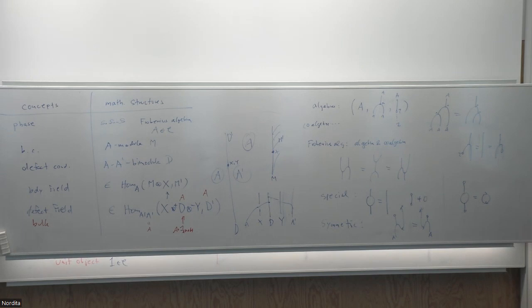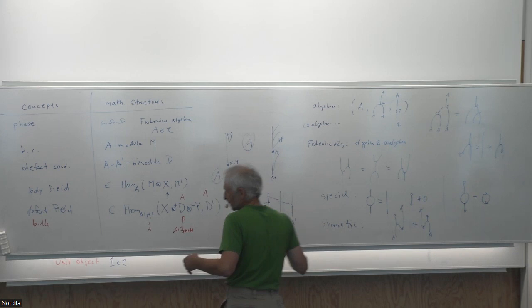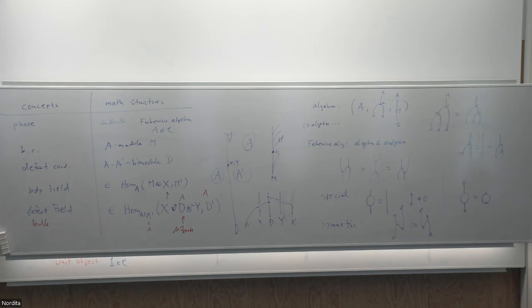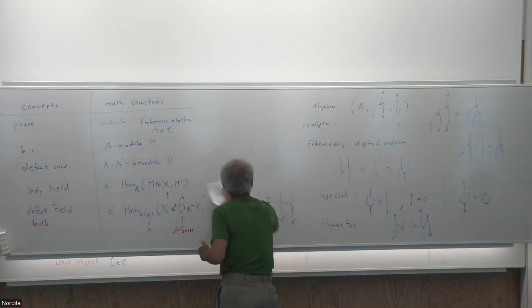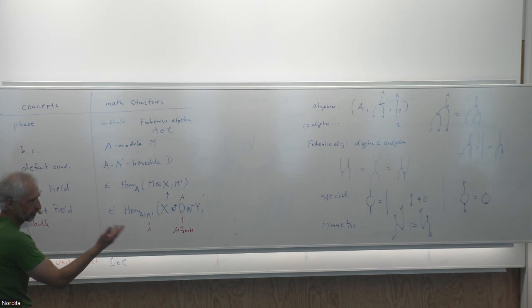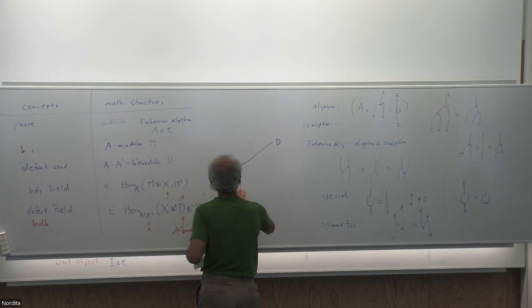Well, for that I would have to tell you more details. I would have to tell you a bit about this construction. But let me just mention one aspect. If you look at this definition of defect field, for simplicity bulk field. No, let me assume we have defect fields D and D prime.